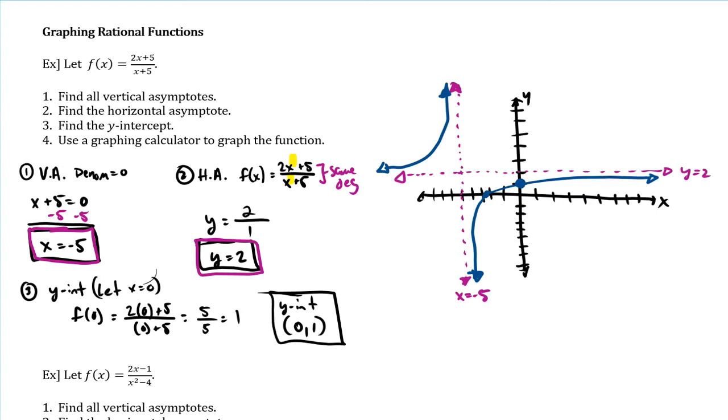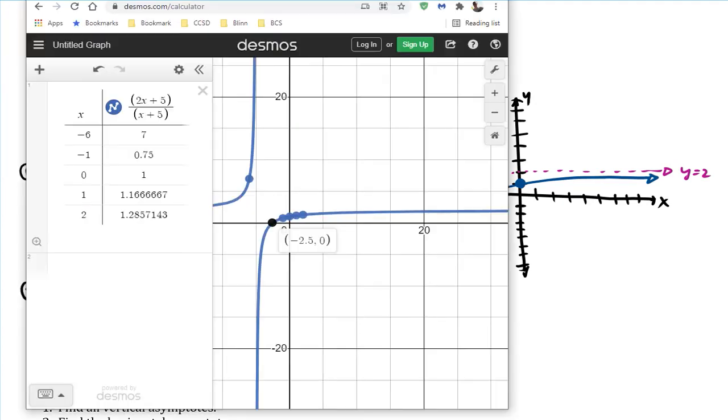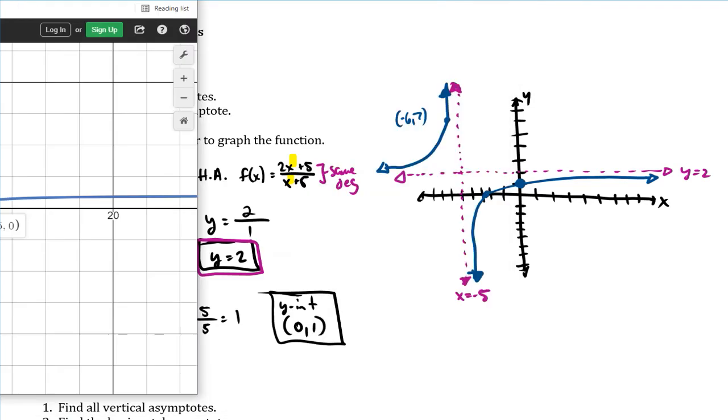Let me see how accurate I was there. I think it was pretty close. 1, 2, 3, 4, 5, 6, 7, and there, yeah. So I was pretty good on my drawing, I think. So there was -6, 7. That was from that table. There it was.